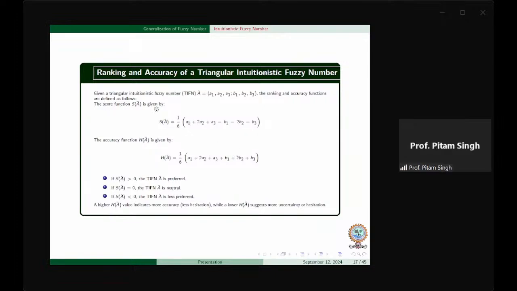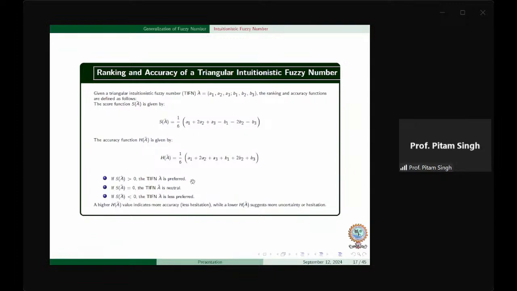Okay. So that's the accuracy. That is the score function. It is just for ranking. Here the name is score function. It is the ranking function, and we can define it for this as a. And this is the accuracy function. It is also used for ordering. So these are some conditions.